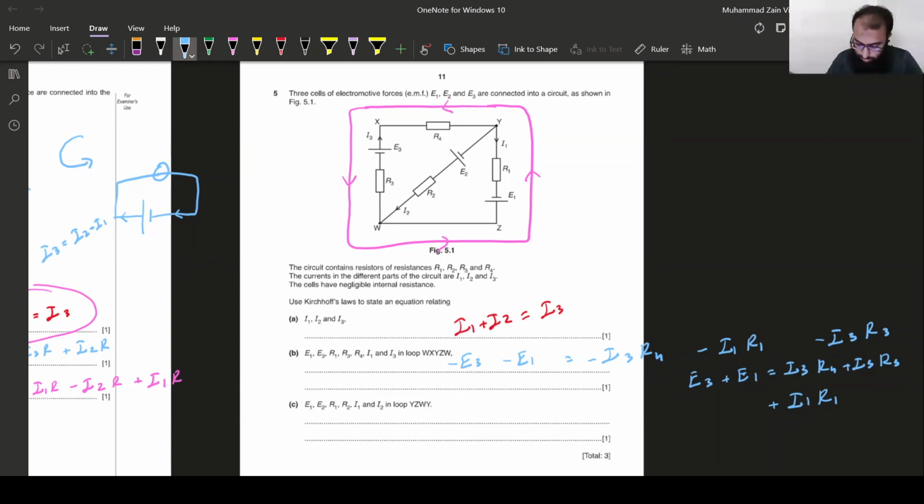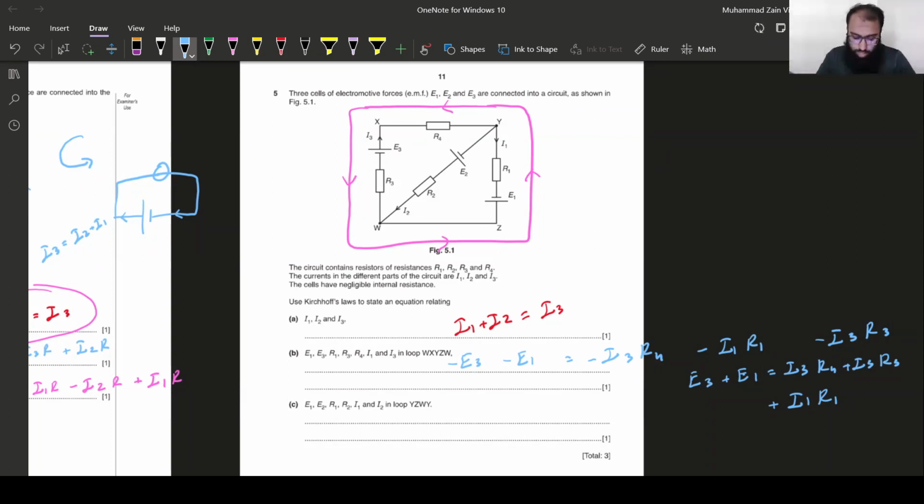Sign convention. Did you get how the EMFs work? Why am I taking both directions negative? Which both directions have I taken negative? Yeah, that's a doubt. I don't understand why you are taking both of the EMFs negative.